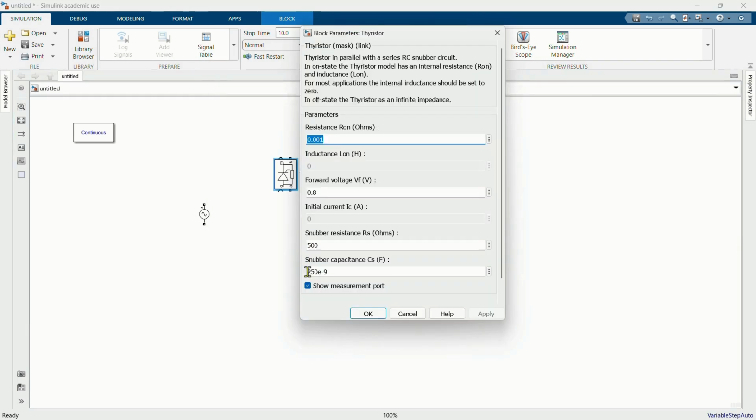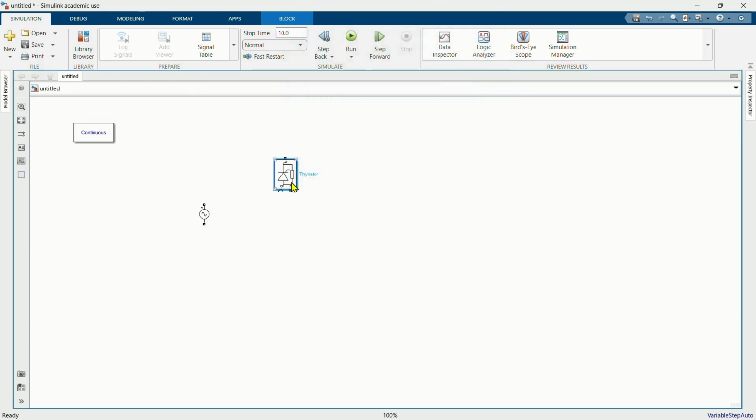Once all the components are added to your Simulink model, the next step is to connect them to form the complete single-phase full-wave controlled rectifier circuit. After that, configure each component, like setting pulse generator timing, source amplitude, etc., and then run the simulation.